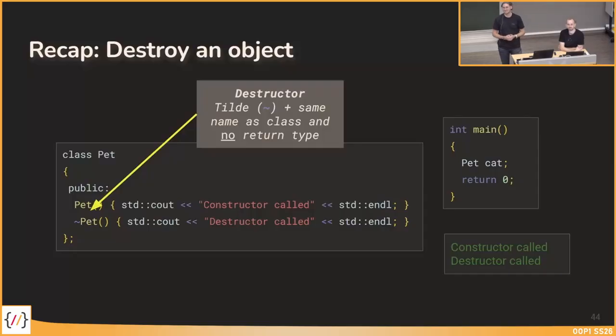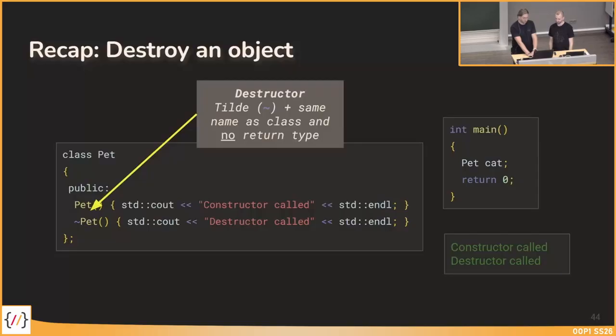Yes? When it gets deleted, yeah. So it's not when it's out of scope, it's when it gets deleted, similar to what we have in C. That's the difference between stack and heap. So in this case, we had a local variable, the cat here.